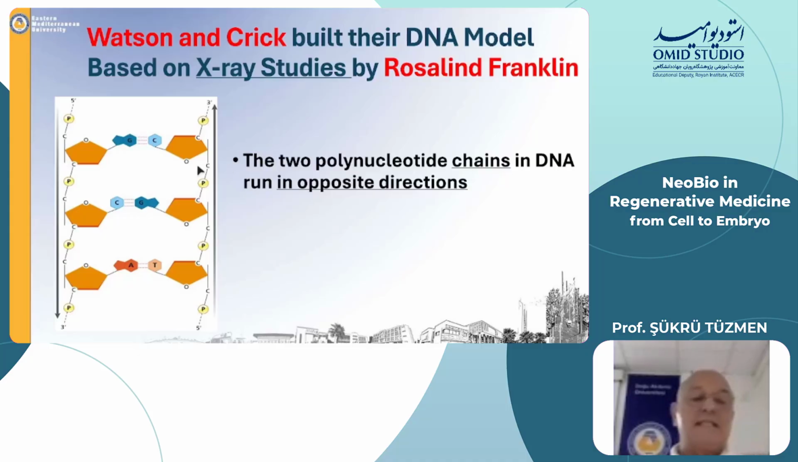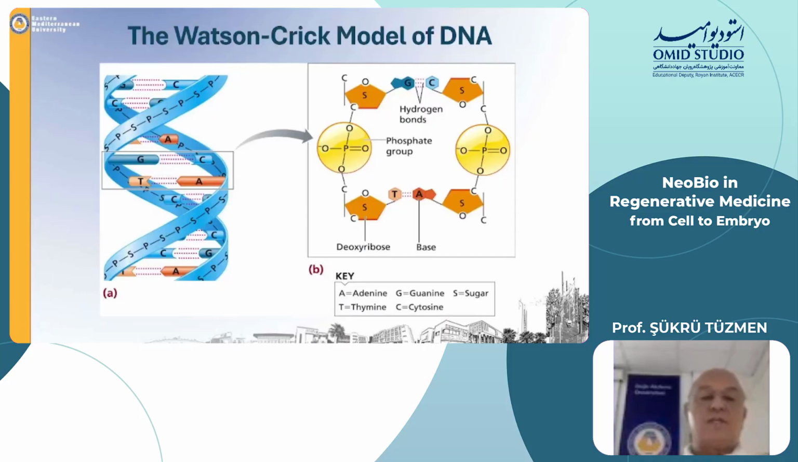You can also see this opposite direction from the way the oxygen on the pentose, the deoxyribose sugar, is facing. The one on the left-hand side is facing up, the other one on the right-hand side is facing down. This is another indication that the two parallel strands of DNA are running in opposite directions towards each other.